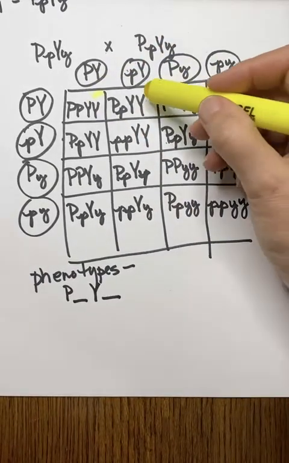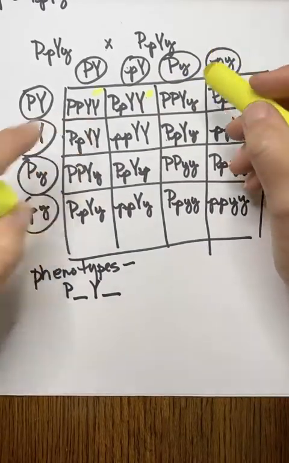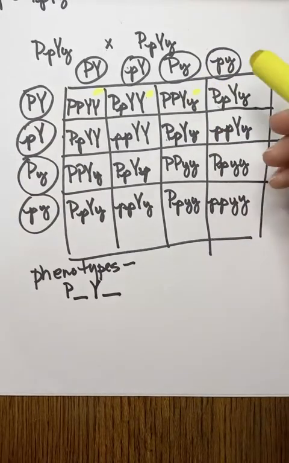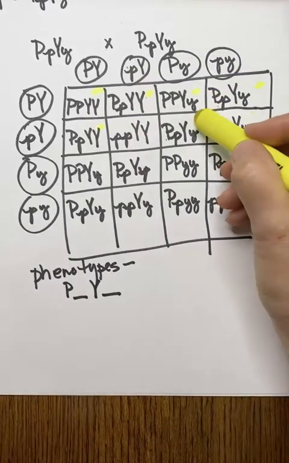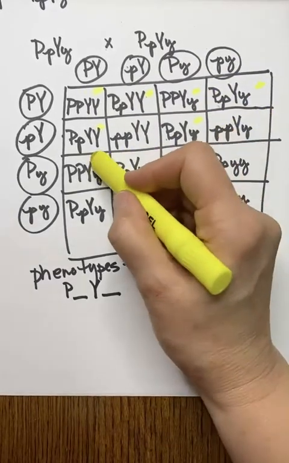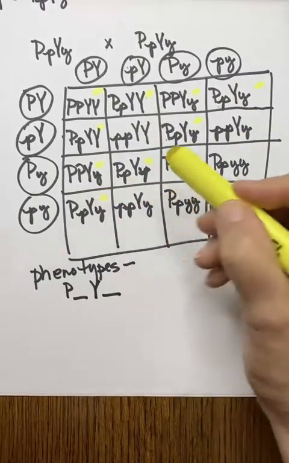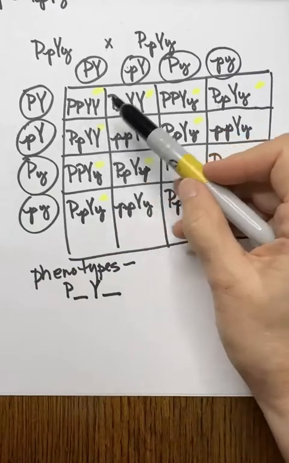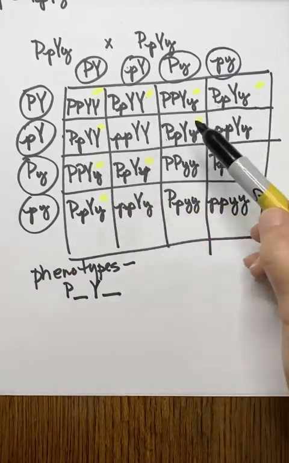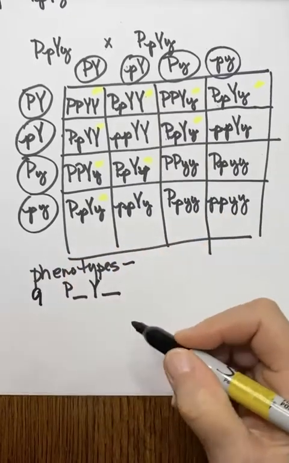All right, here we go. One right there, right there. See, we're looking for any capital P and any capital Y. There, there, there, there. Nope, nope, yes. Nope, nope, nope, nope. Okay, so how many do we have? 1, 2, 3, 4, 5, 6, 7, 8, 9. Okay, we got 9 of these.